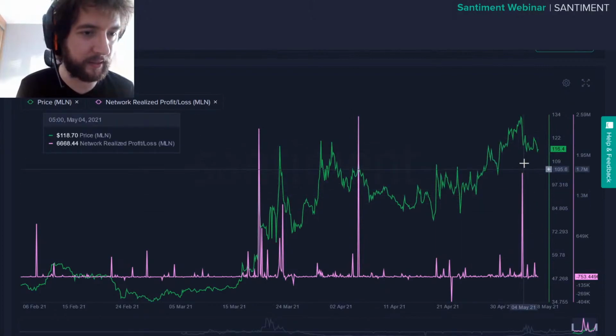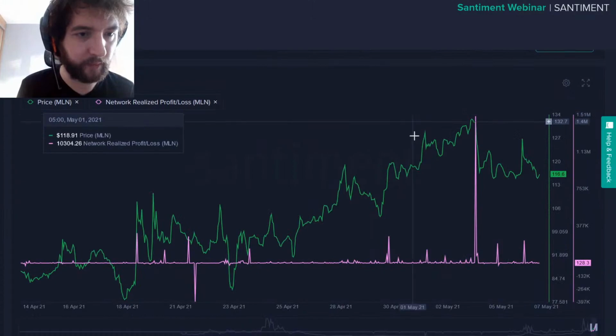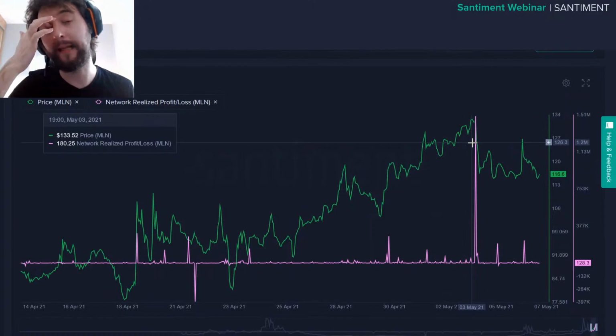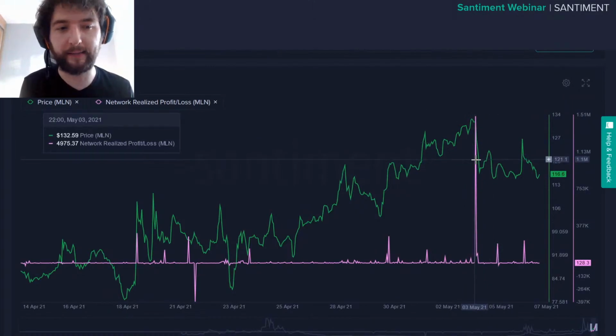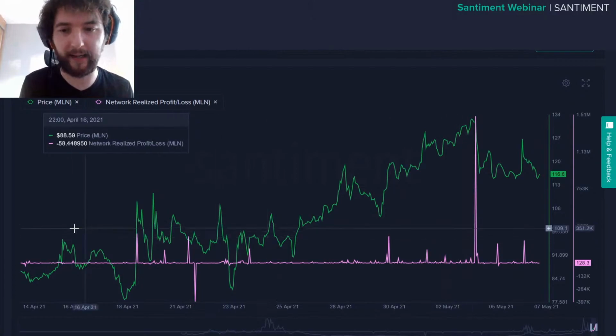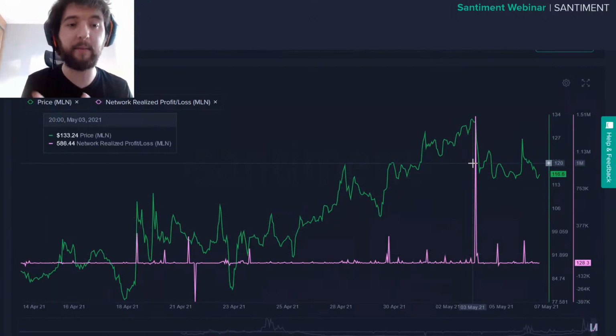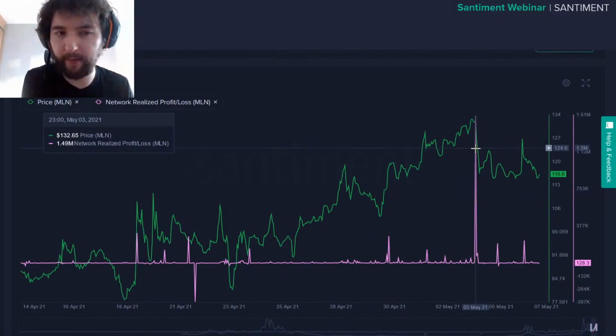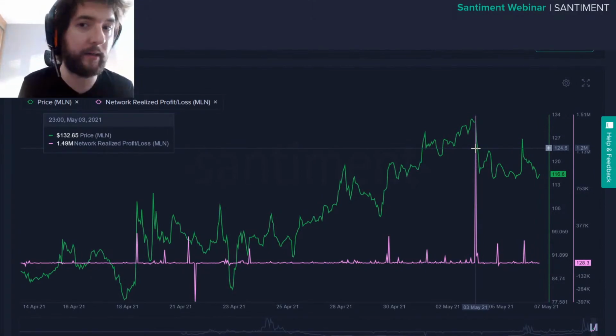Now you might think that this was actually at the bottom, but if you zoom in, notice that it's exactly before the drop. This major spike in MLN's network profit loss suggests that at this point in time, compared to the previous two weeks, on average all of the coins moving on the blockchain were moving at significant profit. This suggests that some MLN holders might have been looking to cash out, to take profits, to reduce their risk and mitigate their exposure, and as a result apply downward pressure on the price.